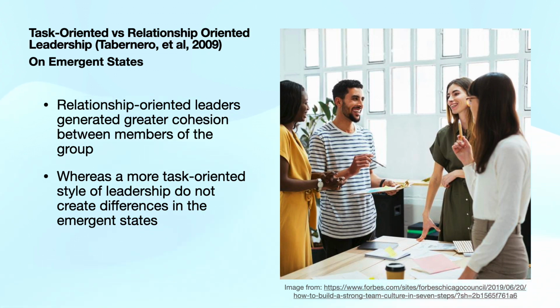So, we're going to compare the effects of task oriented and relationship oriented leaderships on, firstly, the emergent states. Emergent states are basically the traits that characterize a team with regards to their context, inputs, processes, and outcomes. Relationship-oriented leaders actually generate greater cohesion between the members of the group, compared to a task-oriented style of leadership, which doesn't have any significant effects on their emergent states.